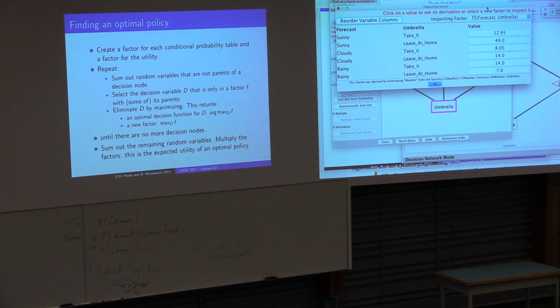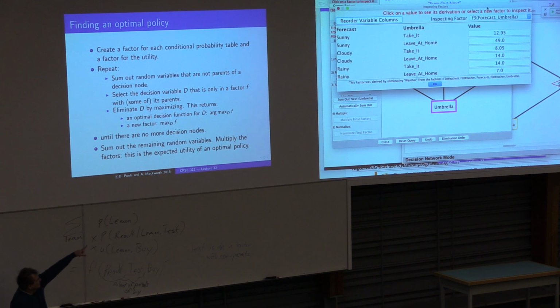Now the question was, give an example of maximizing. So what we're going to do here is for each forecast, we're going to maximize the value given umbrella. We're going to look at the forecast for sunny, and say, is it better to take it or is it better to leave it at home? If we take it, we get 12.95, and if we leave it at home, we get 49. So we choose the maximum of those two.